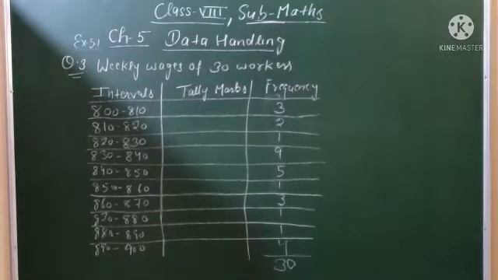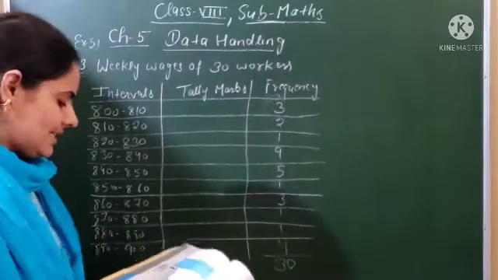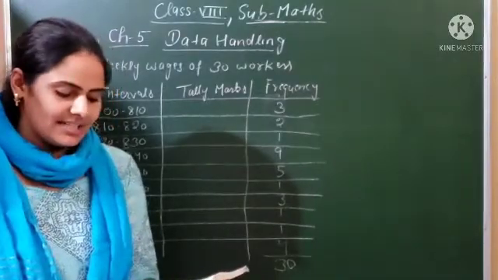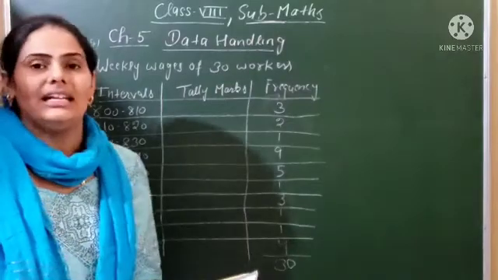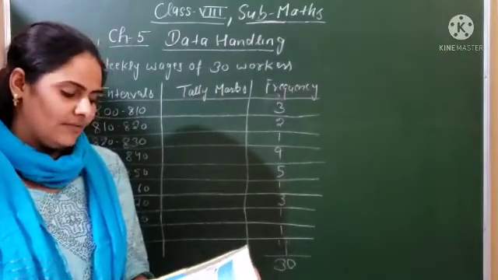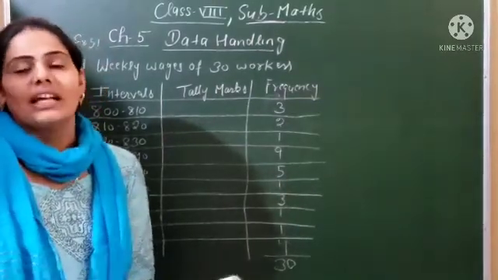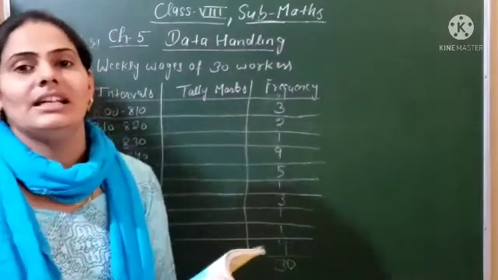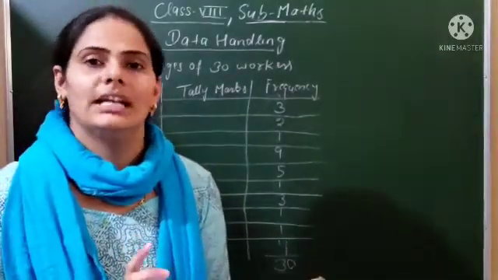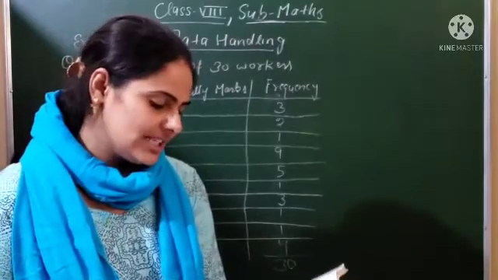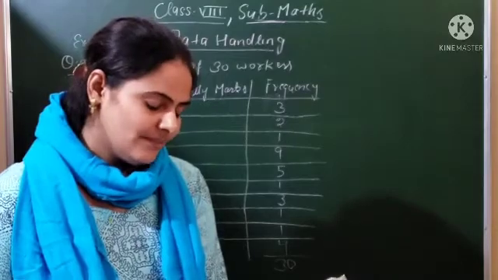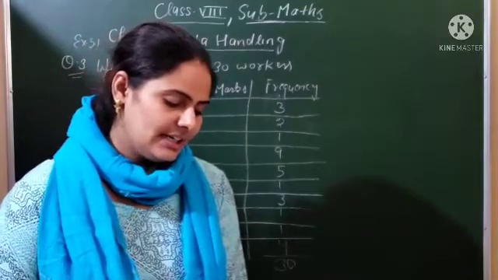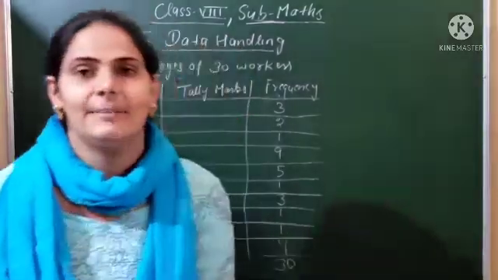It is given: the weekly wages in rupees of 30 workers in a factory are 830, 835, 890, 810, 835, 836, 869, like that. Weekly earnings of 30 workers are given. After that, the question says: using tally marks, make a frequency distribution table with intervals as 800 to 810, 810 to 820, and so on.